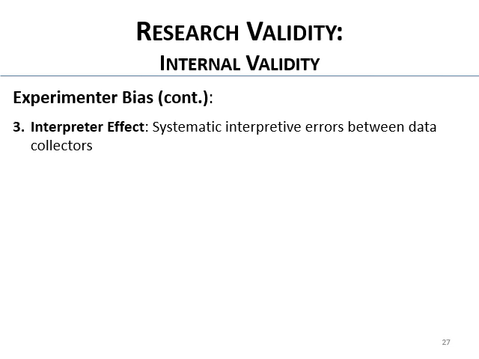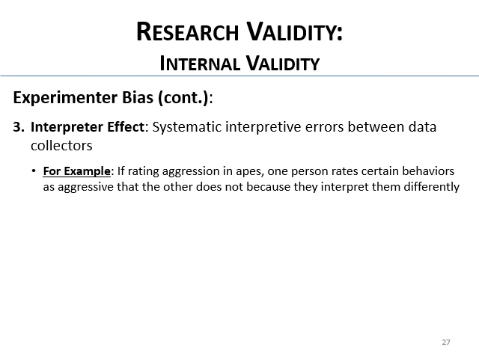So continuing, there's the interpreter effect, and this is similar to differences in data recording because this is systematic interpretive errors between data collectors. So for example, in a master's thesis I helped a lady with, she had 2 people who were rating aggression in apes. Maybe one person tended to rate certain behaviors, just sort of pushing or whatever, as aggressive, whereas the other said, that's not really aggressiveness. And so they would interpret that differently and not record them as aggressive acts.